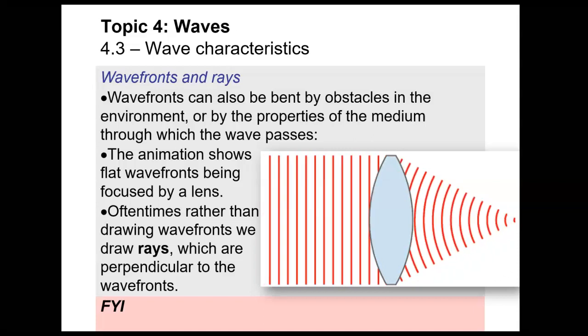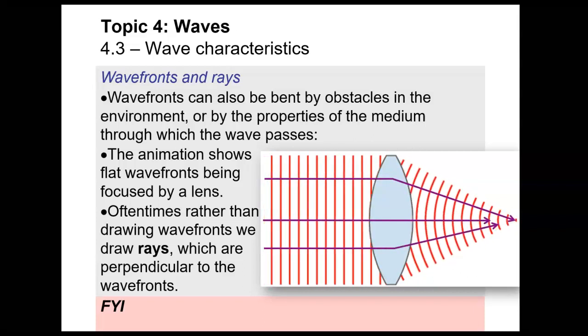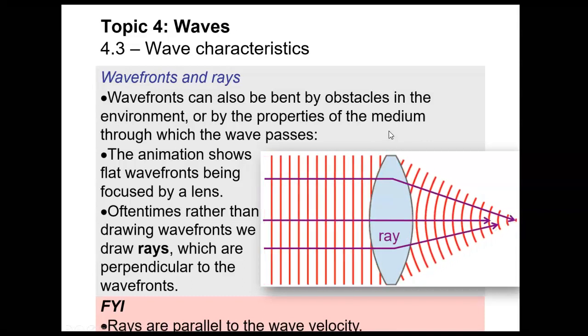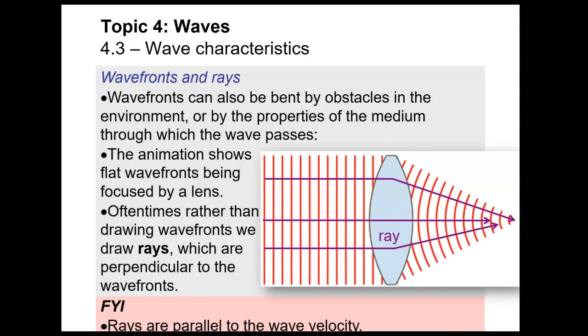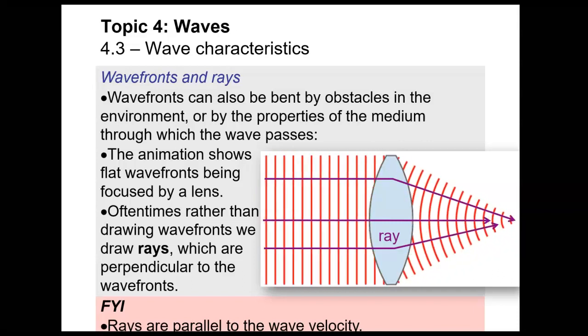Now, the other way of drawing waves besides wavefronts is with what's called rays, which basically are always perpendicular to the wavefronts and kind of indicate the direction of the wave. So for example here, these purple arrows represent rays. And rays are parallel to the wave velocity. Now, which one you would draw depends on the context of the situation. A lot of the time when you're dealing with light, you draw rays. And a lot of the time when you're dealing with other waves, you draw wavefronts. But really, it's two ways of looking at the exact same situation.